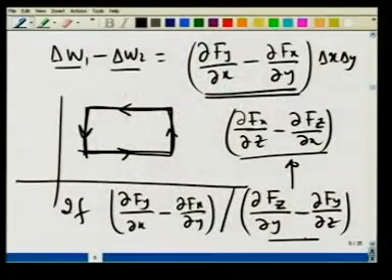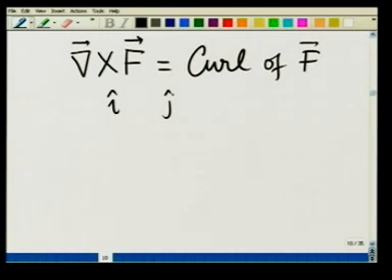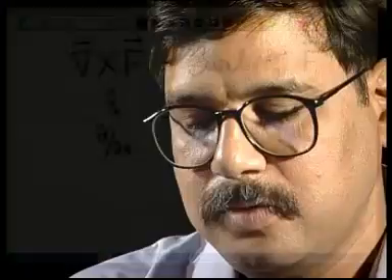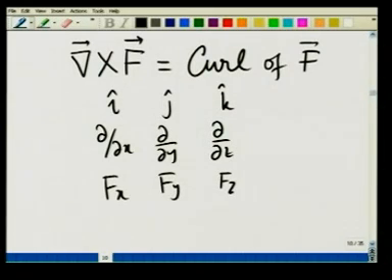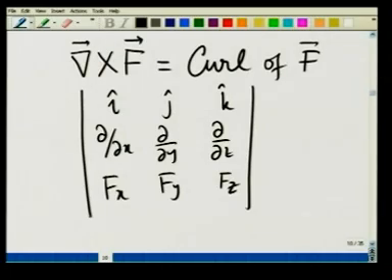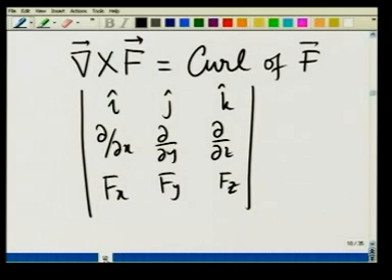Is there a compact way of writing this? The answer is yes. These are all components of a vector, which is known as the curl of f, and you can see this i, j, k, f x, f y, f z, determinant by definition. This gives me all three components that I wrote in the previous slide. This is the z component, this is the x component, this is the y component of that curl. If any of these components is non-zero, the force is non-conservative. If they are all 0, the force is conservative.